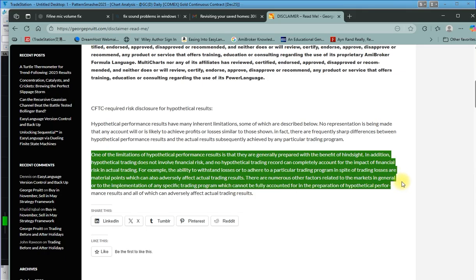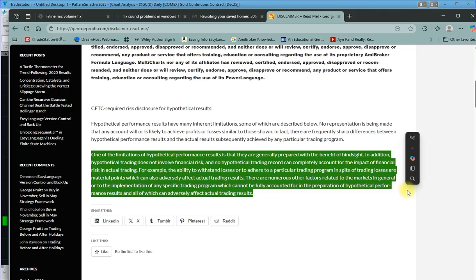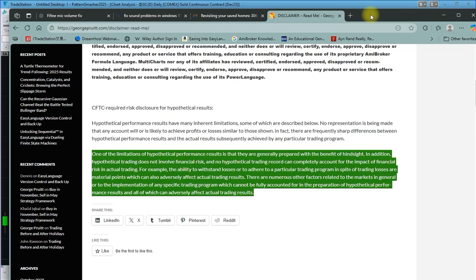There are numerous other factors related to the markets in general or to the implementation of any specific trading program which cannot be fully accounted for in the preparation of hypothetical performance results, and all of which can adversely affect actual trading results. Basically, that says the computer can only do so much to simulate market action going back in time. So just keep in mind that these are hypothetical numbers with tremendous limitations. But remember, at the same time, it's the only tool we really have, that we can rely upon, when it comes to developing trading systems.